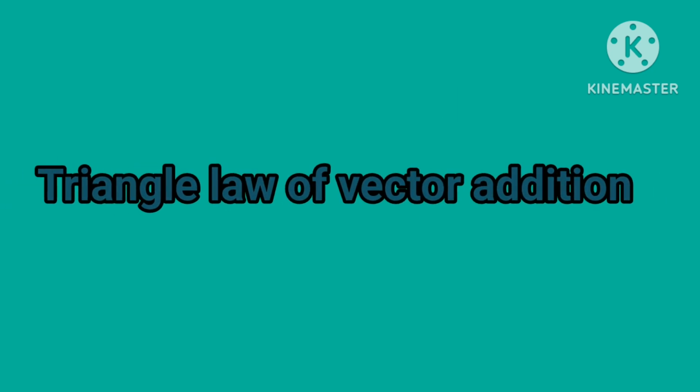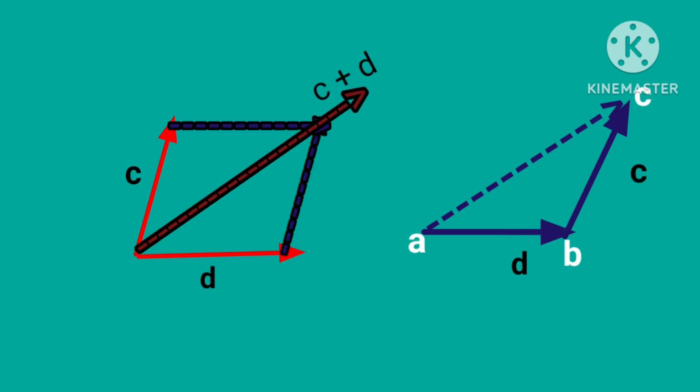But wait, in the previous video we saw that the sum of two vectors is given by the triangle law of vector addition. Here, according to this law, we move vector d such that its initial point coincides with the terminal point of c like this. So, we see that these three points A, B and C will form a triangle. Now, the third side of the triangle, taken in the opposite order, represents the vector sum of the vectors. Thus, we have two laws of addition.